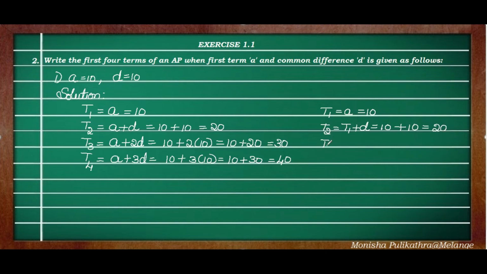Next, T3 is equal to previous term T2 plus common difference. The previous term is 20 plus 10 is equal to 30. Next, T4 is equal to previous term T3 plus common difference D, the previous term is 30 plus common difference 10 is equal to 40. In either one method you can do, whichever you feel easier, you can do that.